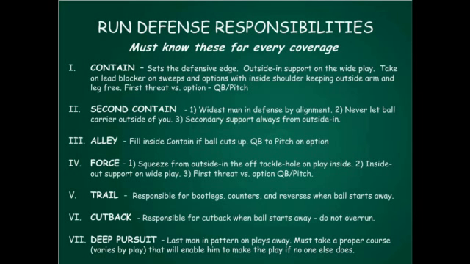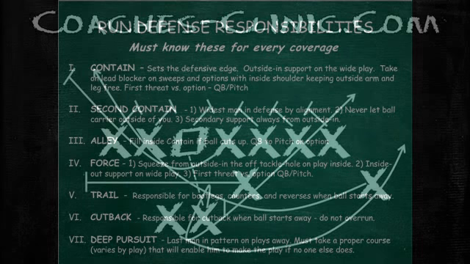Trail responsibility is the player responsible for bootleg, counter, and reverse when the ball goes away. The cutback player is responsible for the ball when it starts away, making sure that they don't overrun it and look for the cutback by the running back. And then the deep pursuit is the last man in the pursuit pattern in case the play breaks long. It's really important they take the right pursuit angle on that. So those are the seven roles that when we get into run fits later in the clinic, we'll cover off on each one of those versus various plays.